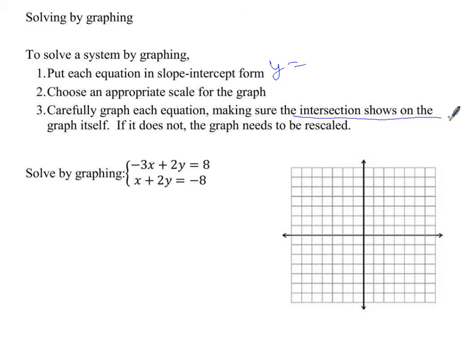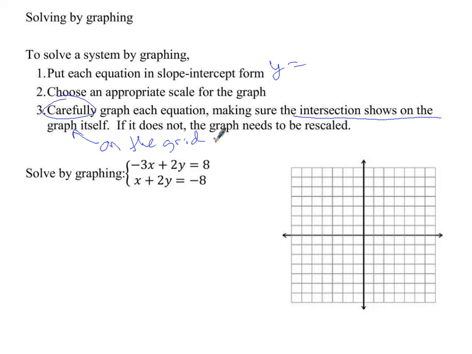So carefully graph each equation. And there's the word carefully again. I've been saying that all year long. When you graph in this class, you have to be extremely careful. If you are not extremely careful, you will find the wrong solution. Make sure the intersection shows on the graph itself. That means on the grid. If it doesn't, then the graph needs to be rescaled.